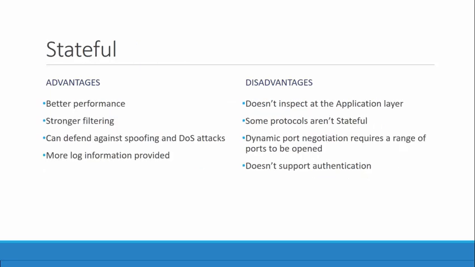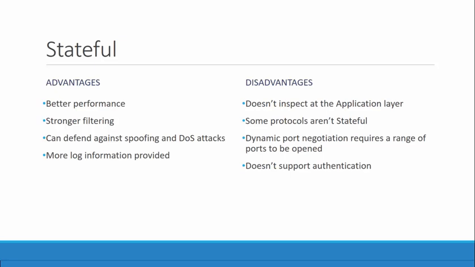Stateful firewalls: their advantages are better performance, and much stronger filtering because I can keep track of that connection or that state. It can defend against spoofing and DOS attacks because it keeps track of the connection. It can see whether or not that packet comes from an authorized source. So if it didn't originally come from an authorized source, or it didn't start from the inside being permitted out, and that connection tries to come back through on that same permitted IP address, because it's keeping track of that connection, it knows it shouldn't be coming back through on that same IP address. So it can better defend against spoofing and DOS attacks, and more log information is provided.